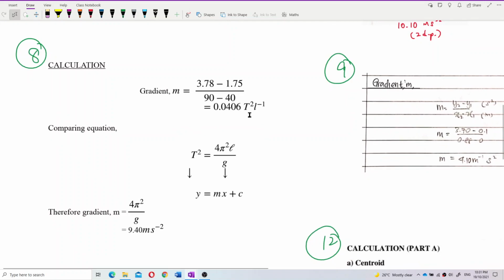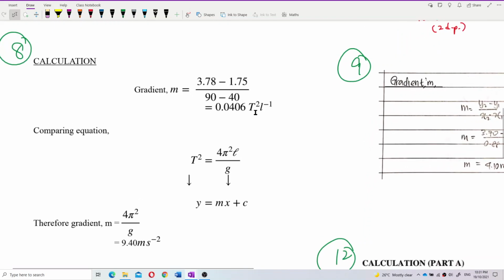Oh my God, why did you put dimension? This is grade. This is a unit. This is second square divided by what? By centimeter. How come you put dimension? Aiyo. Second square per centimeter. And then you must change to SI unit: second square per meter. And what is the answer?